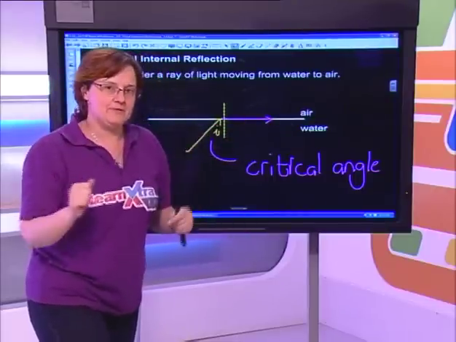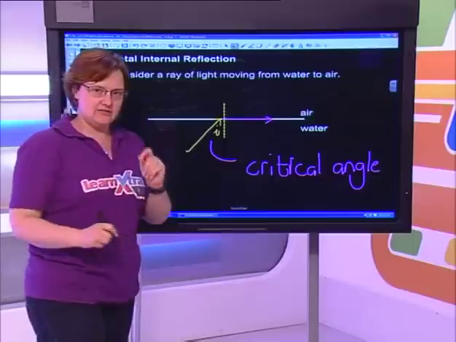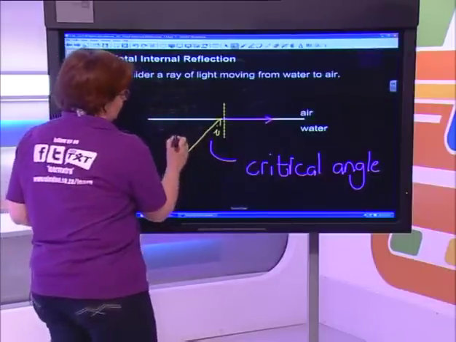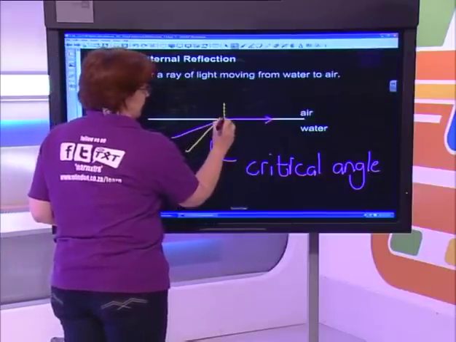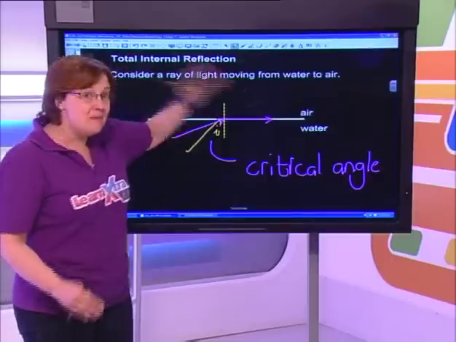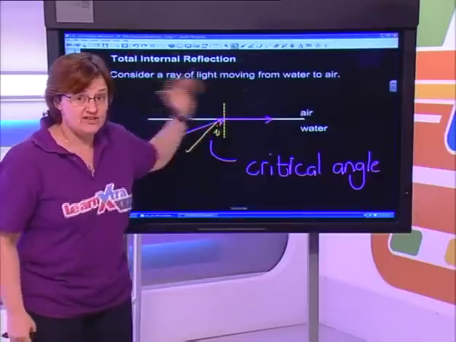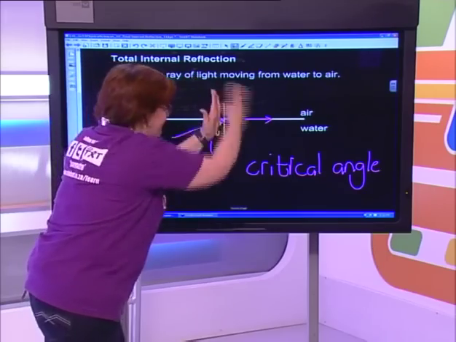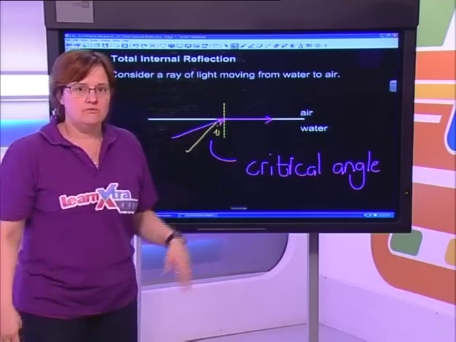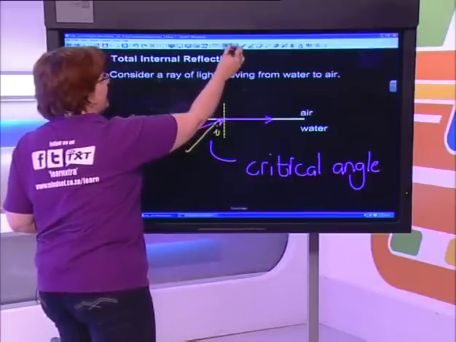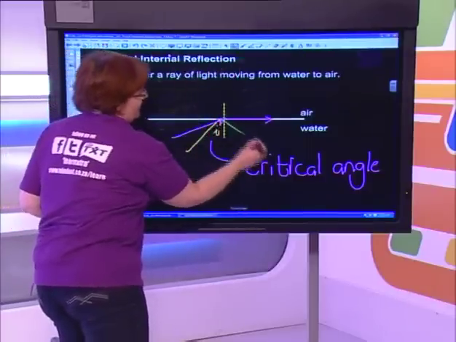But what happens when my angle of incidence is greater than this critical angle? In other words, I bring my light ray here. Now it's greater than this angle of incidence. Remember, it's already refracted as much as it can go. It's refracted at 90 degrees, okay? It cannot refract anymore. There's only one place for this light to go, and that is for it to come back in.